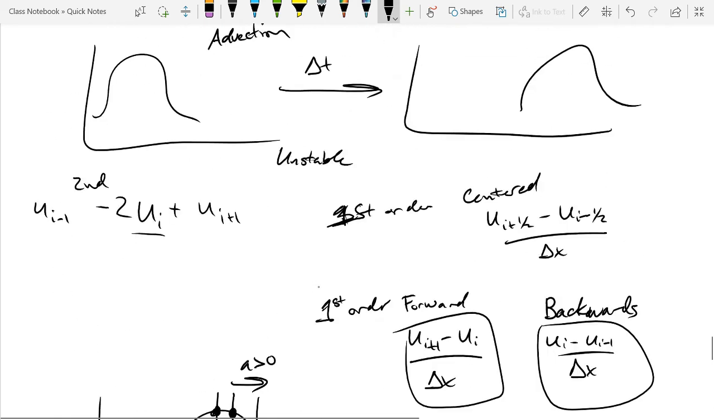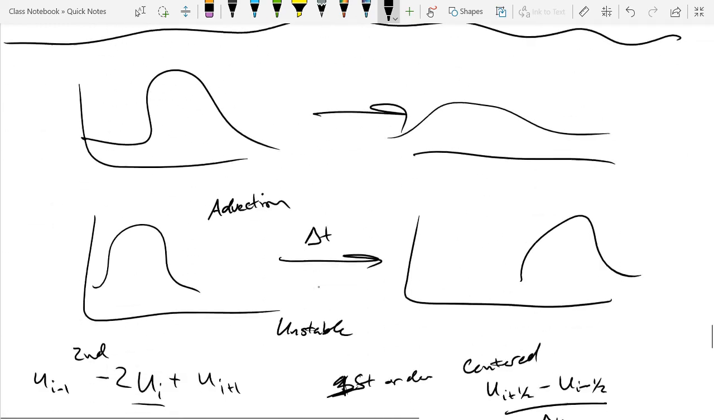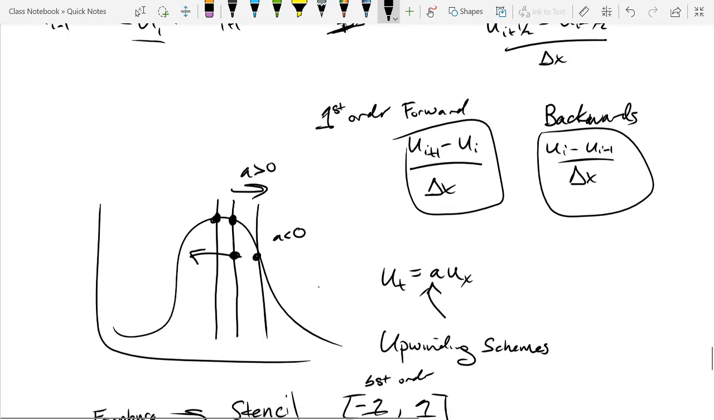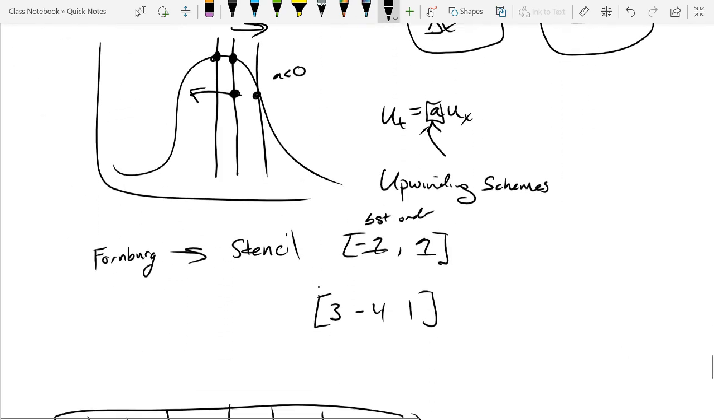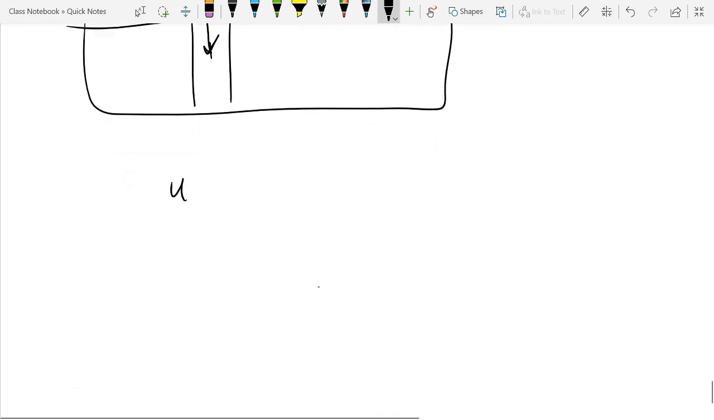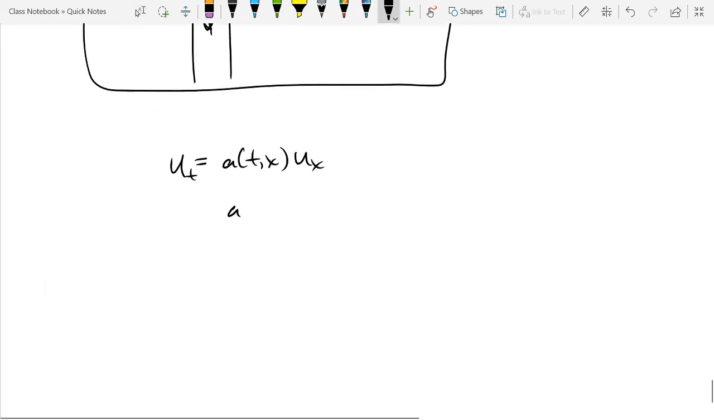So then this is with just a constant a, right? This is where we're talking about a as a constant. But now let's say a is a function of space. So let's say we have u sub t equals a of x times u sub x. Then when we discretize this, we have a sub n of i times u sub x.